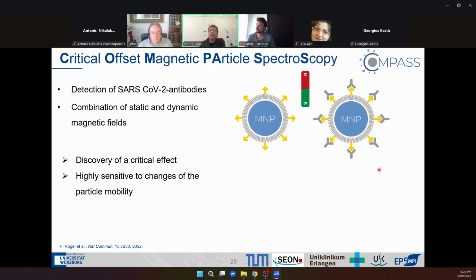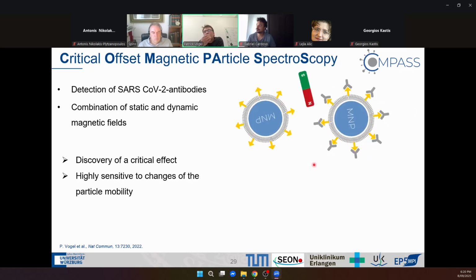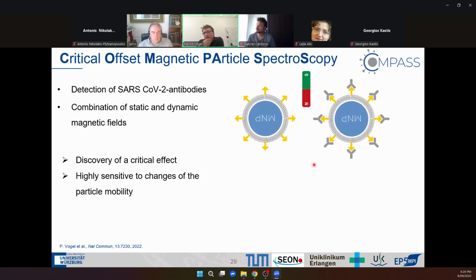So, what happens then? I have here a short simulation. Let's have a look. So you can see that the small particle can follow quite more rapidly the external magnetic field, and the particle with the bound antigen, or here the antibody on the surface, are slightly bigger. And so they take more time to follow the external magnetic field. And so there's a difference. And that was the idea.